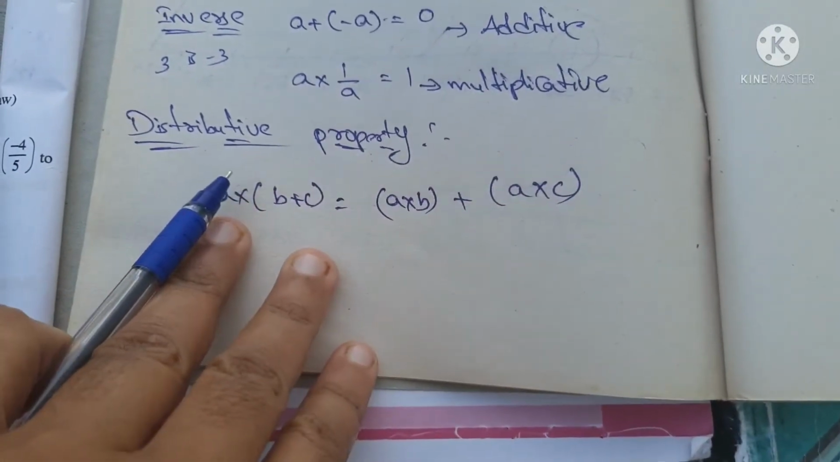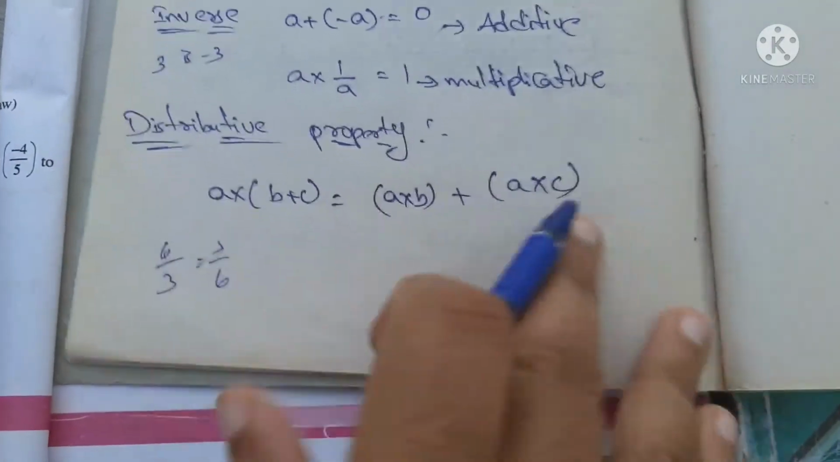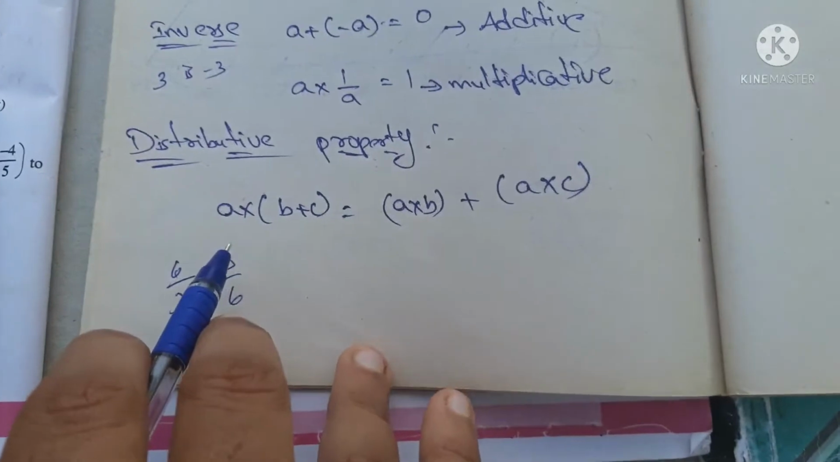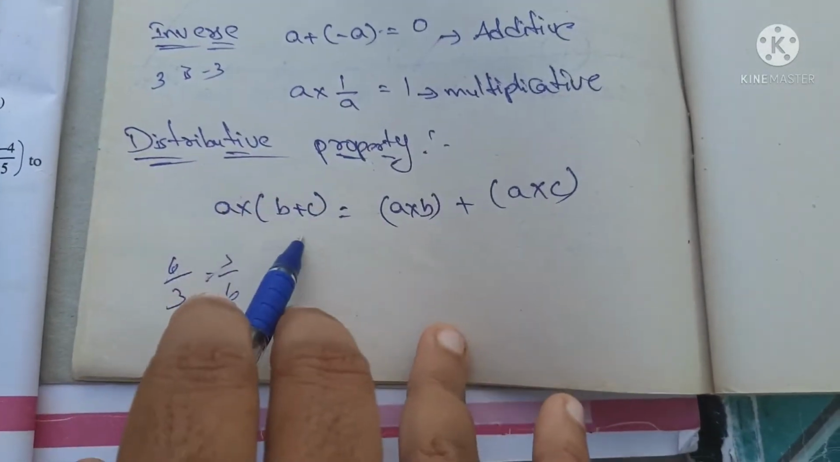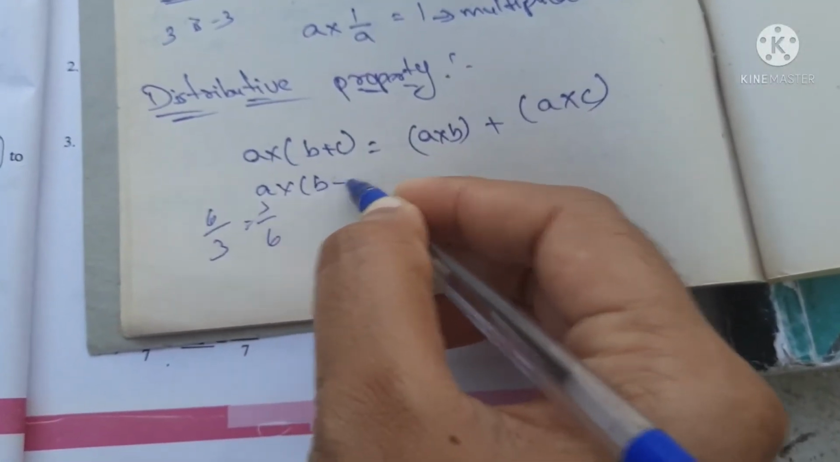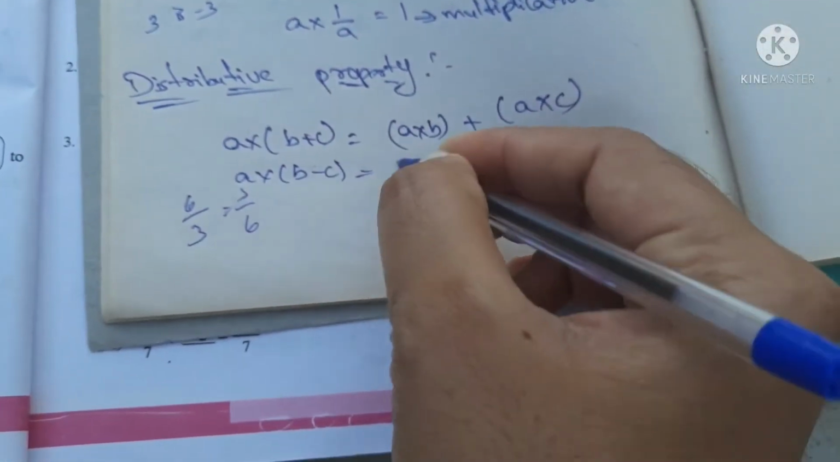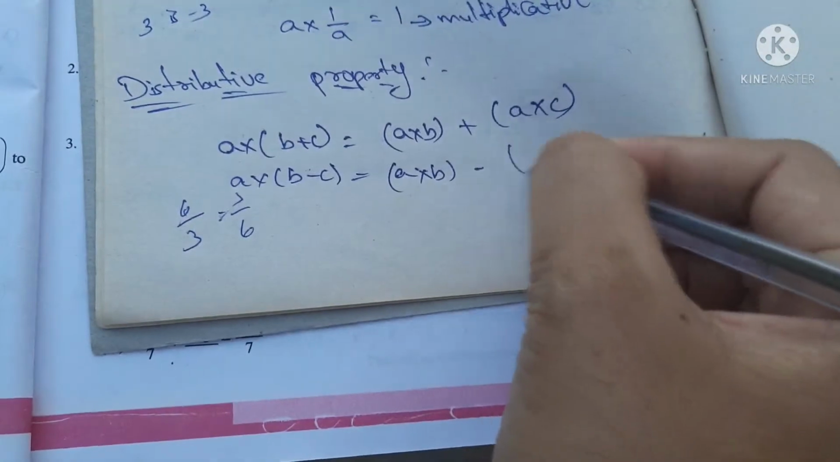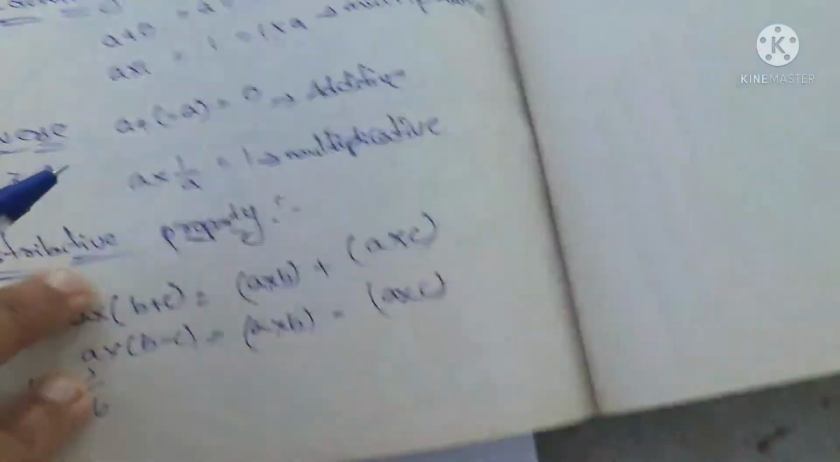Okay. Next, distributive property. So in the distributive property we use two binary operations, addition over multiplication, and subtraction over multiplication. Let us write subtraction also. a into (b minus c) equals a into b minus a into c. Okay, so see the problems.